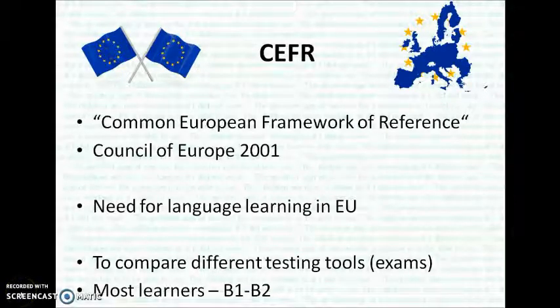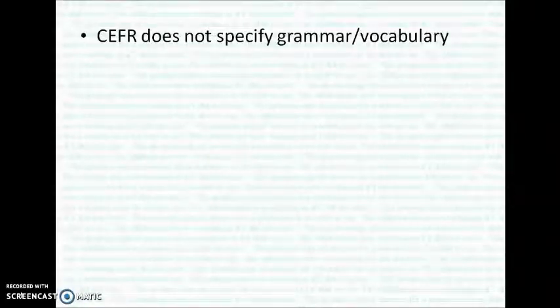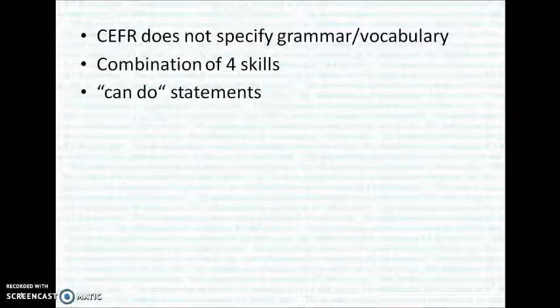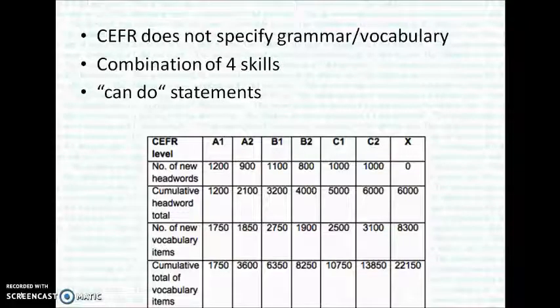The CEFR chart describes the skills that the learner should have at each level of proficiency. As you might notice, it does not say anything about specific grammar or vocabulary, but instead focuses on the combination of four skills: writing, listening, reading and speaking, and also intercultural competence. It describes each level in can-do statements. Still, it is possible to approximately say how many words you should know at each level.